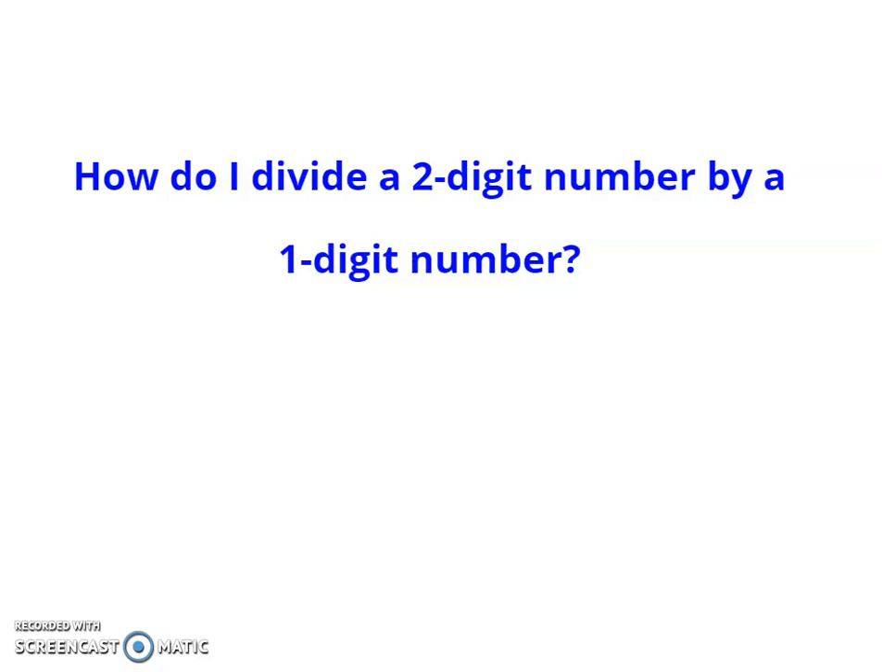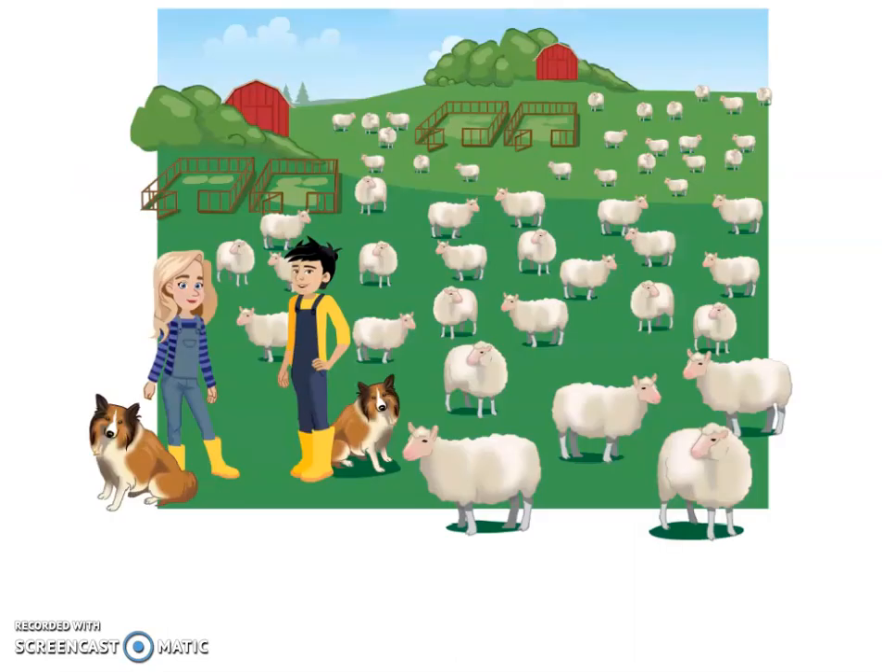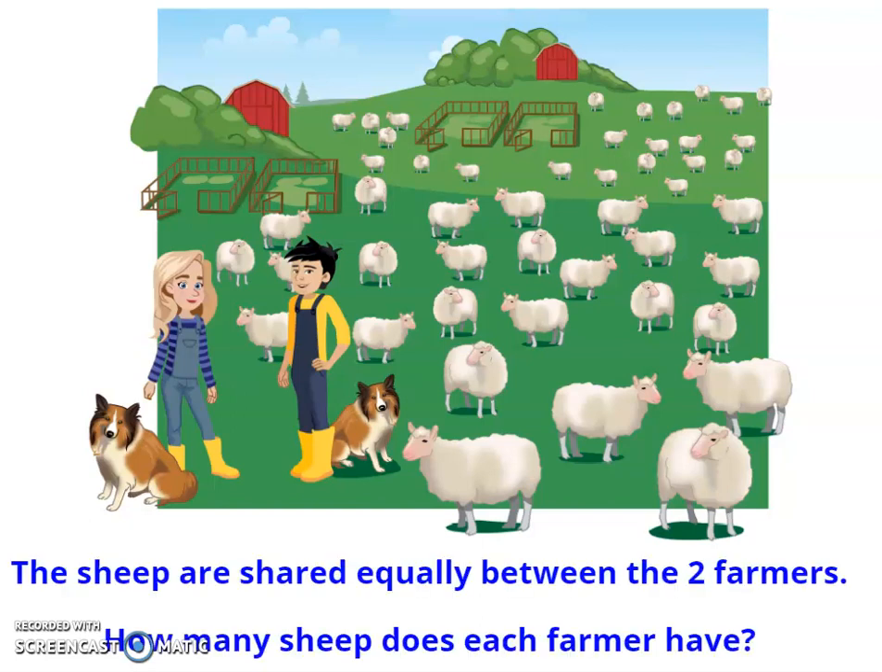In this lesson, we're going to be using our understanding of place value partitioning and division to divide a two-digit number by a one-digit number. So opening up our textbook, we see that our first problem relates to our farmers and their sheep. Question 1A is asking, the sheep are shared equally between the two farmers. How many sheep does each farmer have?